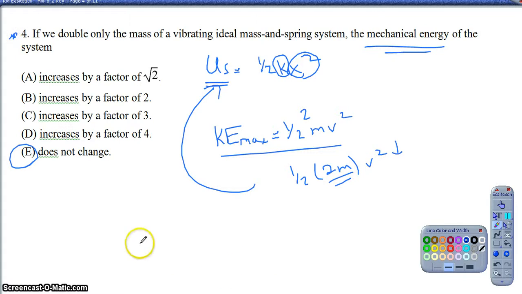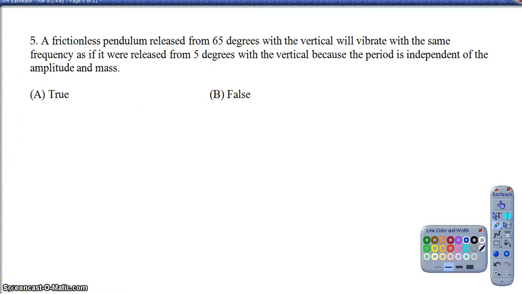Like I said, I like this as a follow-up to question 3. I think it's a good one to make sure you can stop and think about the potential energy as being the defining factor for the mechanical energy of a spring system. Question 5 here is just kind of a basic concept understanding, right?